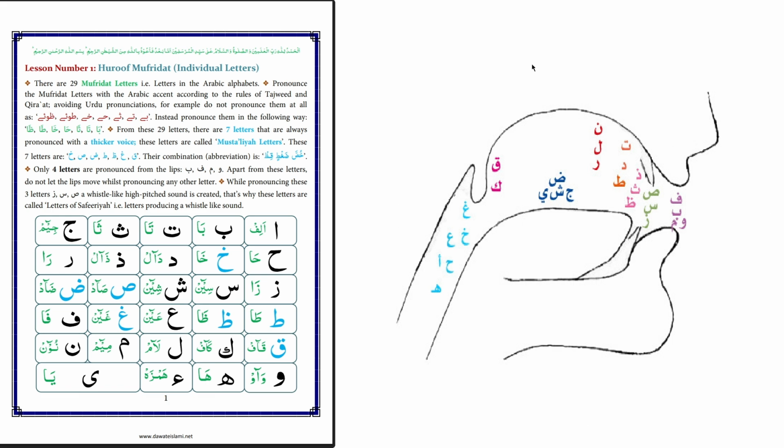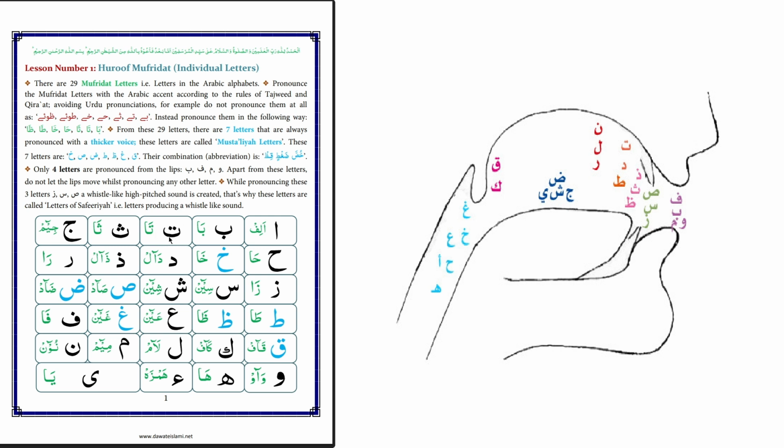So this is your upper respiratory system, your upper teeth lobe, your bottom teeth lobe, your tongue, and the various places of your upper mouth and the throat. So Alif comes from the back of your throat. Alif, simply Alif. Next, Ba, and Ba is produced by using the lips. Ba.